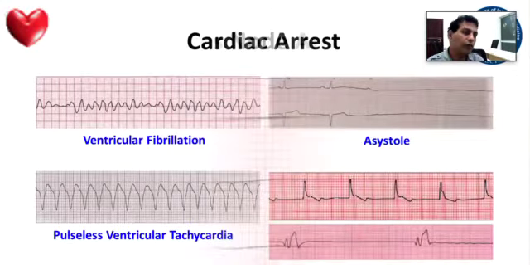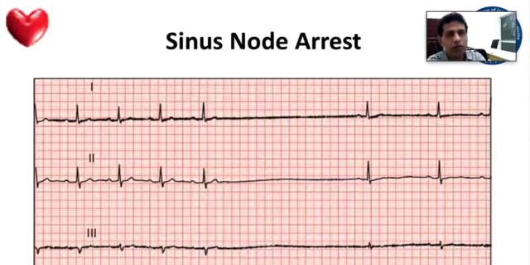Now, if you look at the bradyarrhythmias, there are a couple of bradyarrhythmias that you need to know. When the SA node is diseased, you get sick sinus syndrome. How it manifests is the rhythm looks normal as in the beginning of this ECG, but suddenly the SA node stops firing or stops generating impulses, and you get a pause.